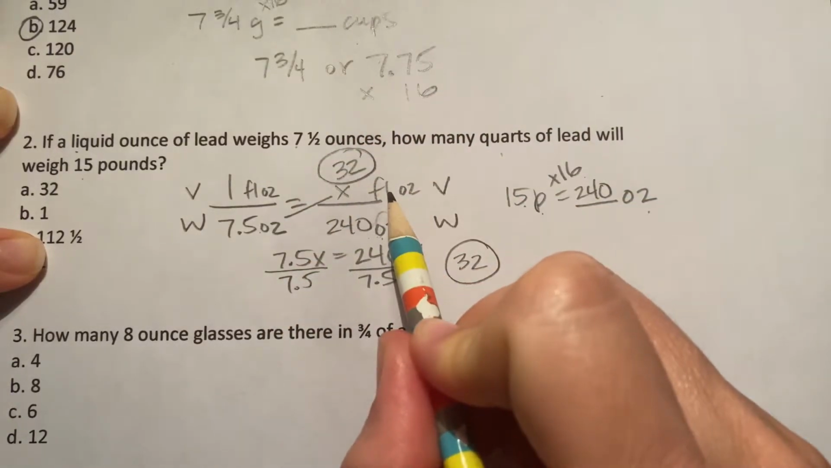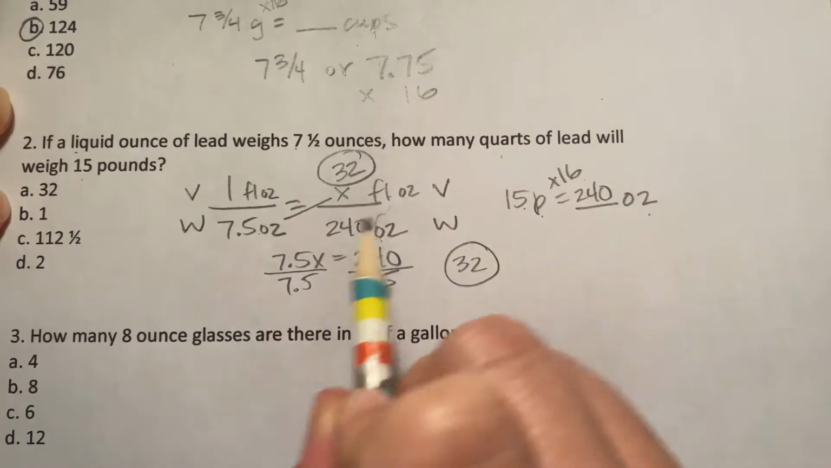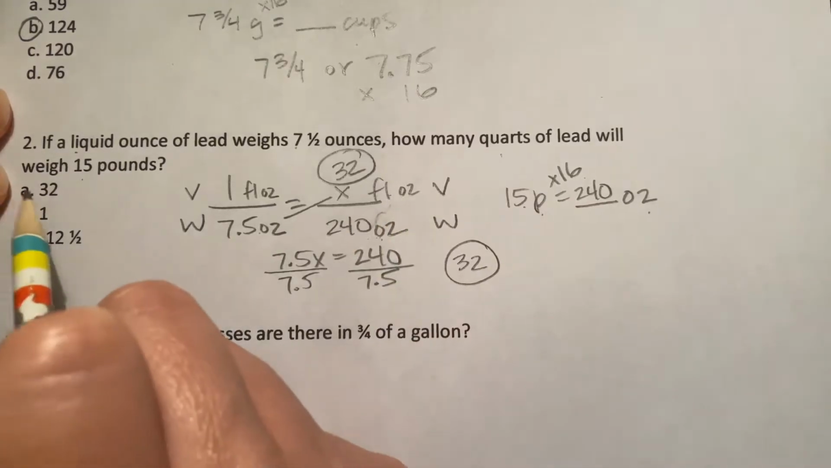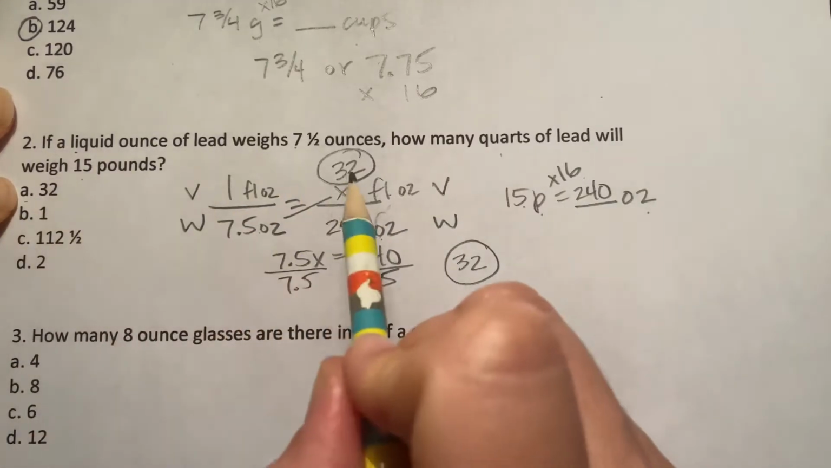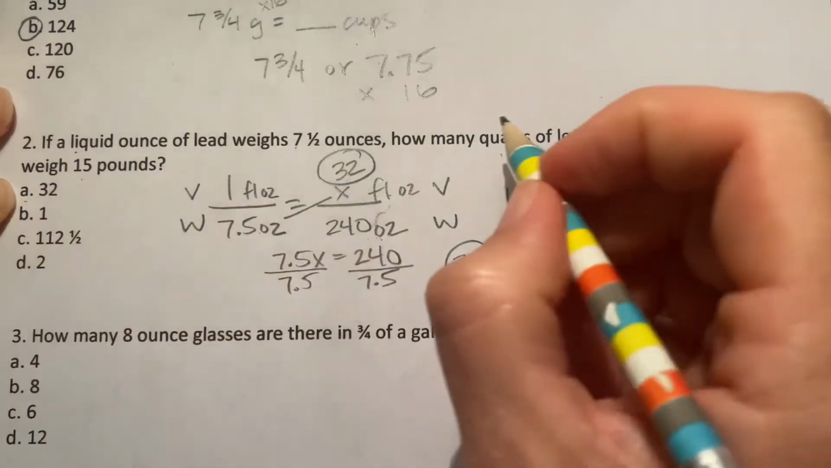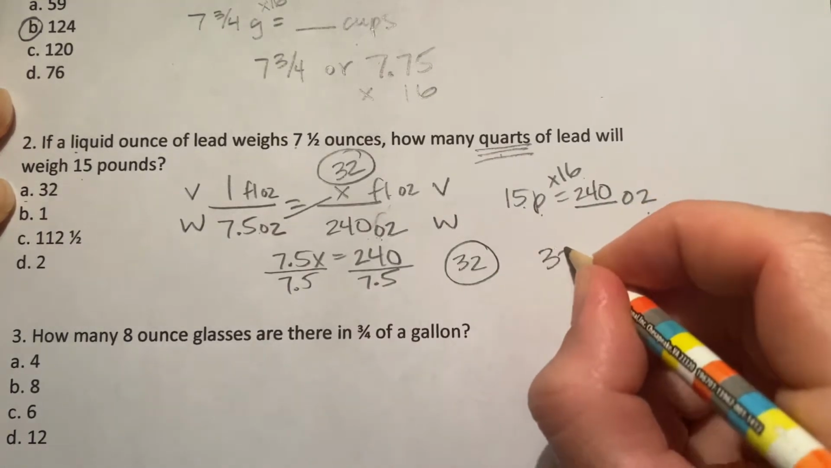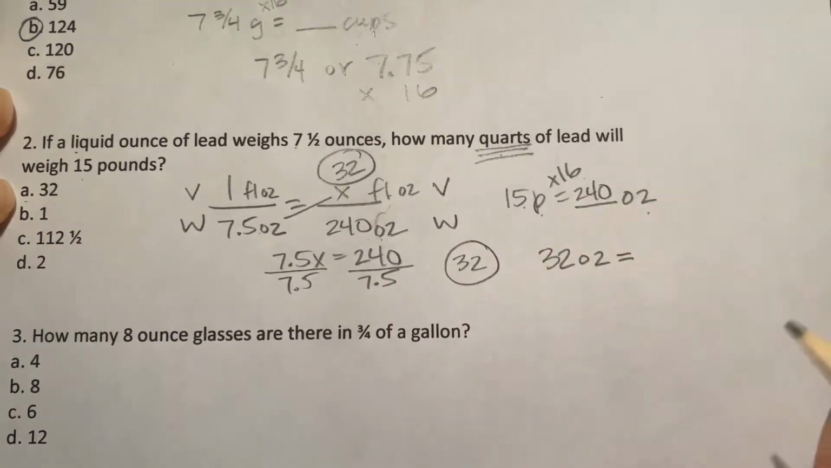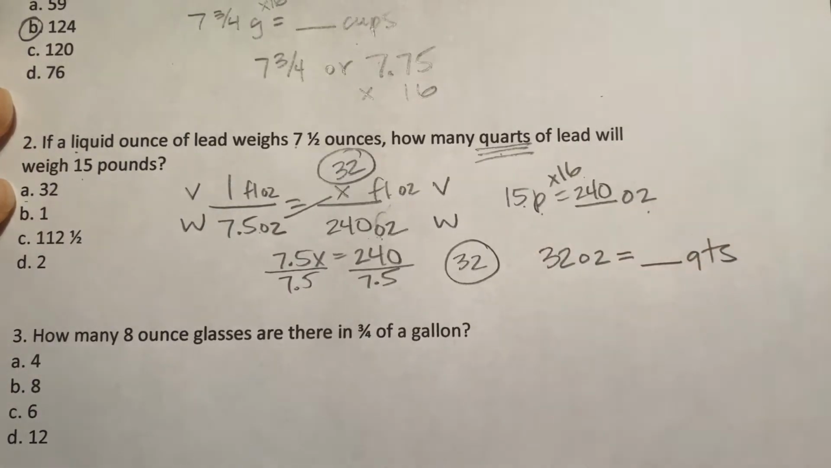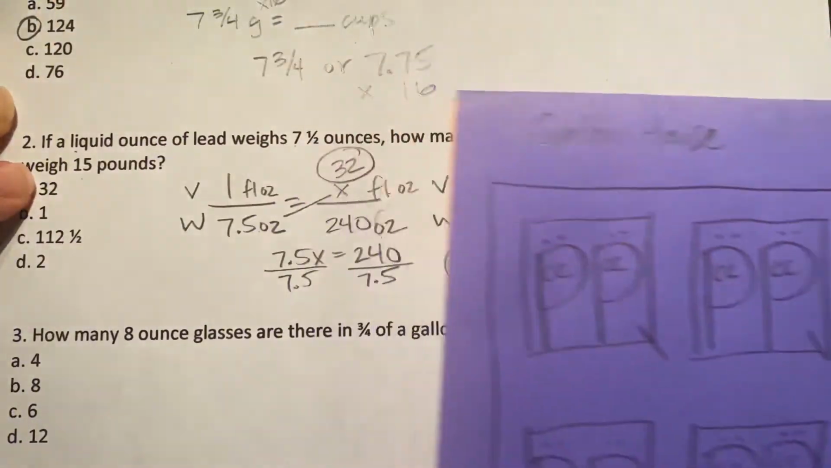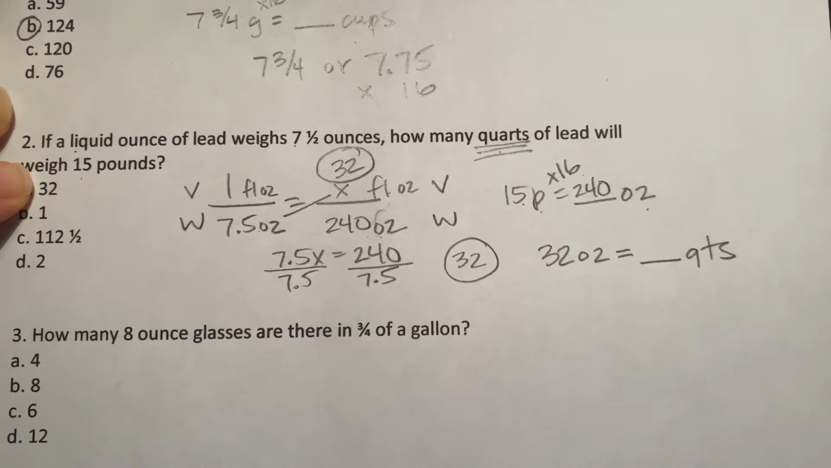32 ounces is my answer, but the question isn't how many ounces of lead will weigh 15 pounds. So the answer is not A, even though it's exciting that we see a number that matches the math we just did. The question is how many quarts. So our last step is we need to convert 32 ounces. We need to figure out how many quarts that represents. And if you remember, there are 8 ounces in 1 cup.